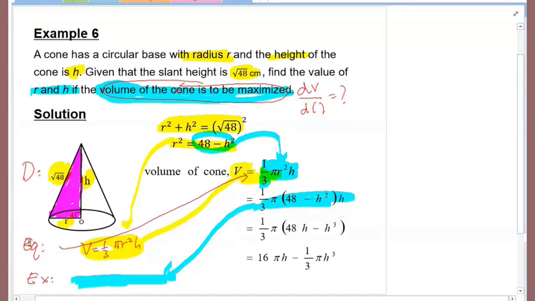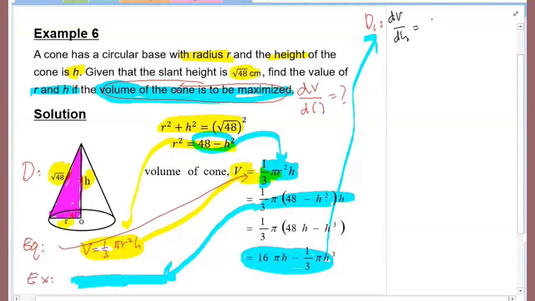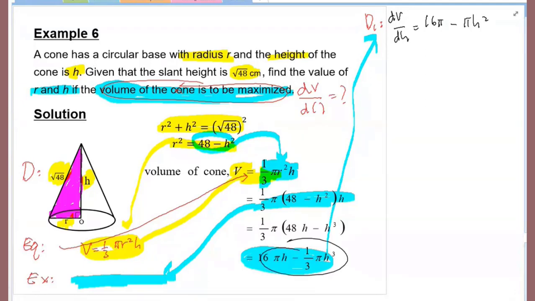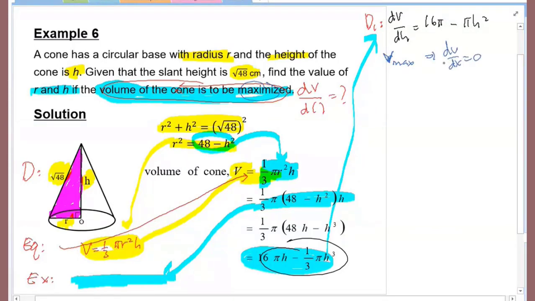The first derivative, D1, is differentiate with respect to H, because there is H. So dV dH equals 16 pi minus pi H square, differentiating this. And then when V is maximum, V max implies that dV dH is equal to 0. V minimum is the same, also 0.